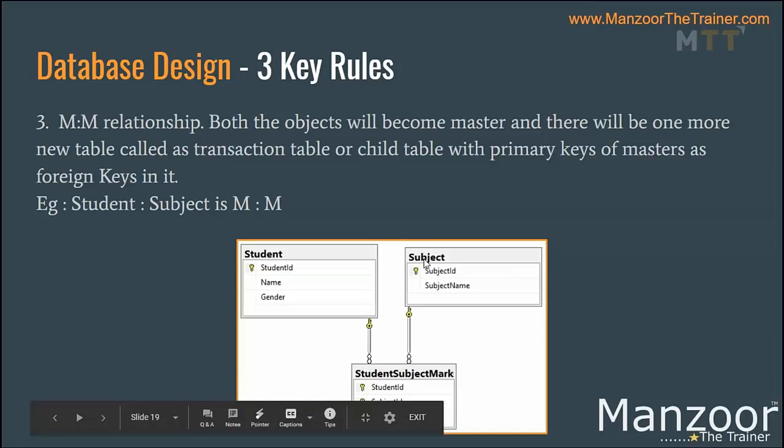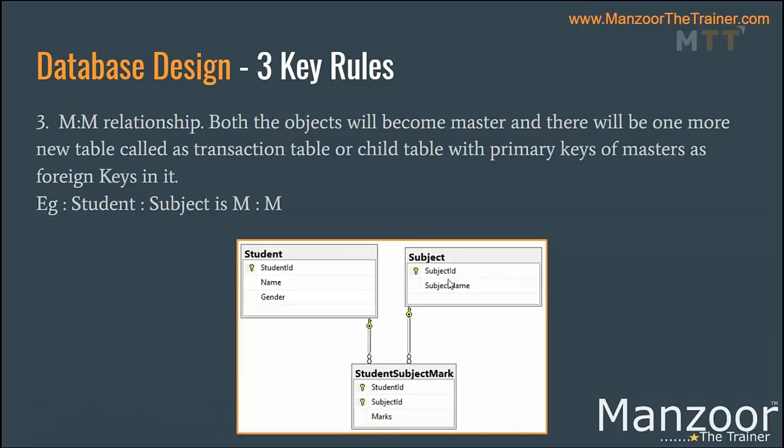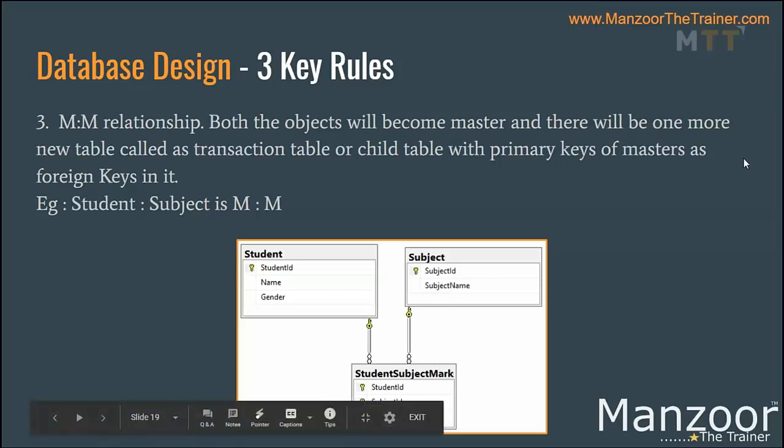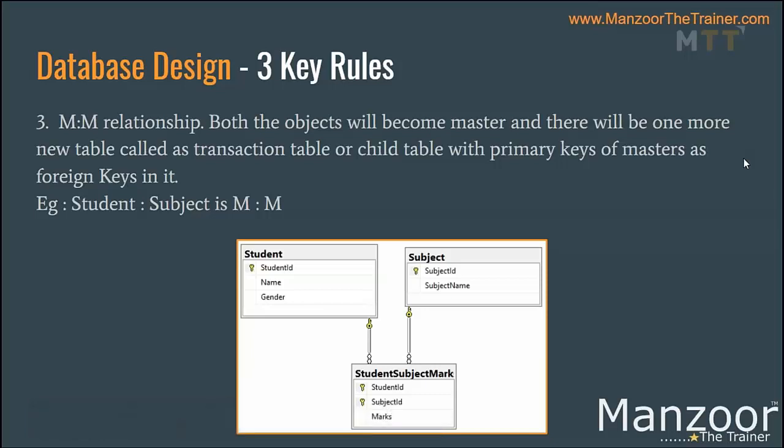Student table, subject table. We have two tables, student and subject, two objects, two tables. For a many to many relationship, I need to have one more transaction table or child table, where I will have student ID from the student table, subject ID from the subject table, and marks, date of exam, whatever you want to add. So whenever there is a many to many relationship, there will be a new table that you need to create, called a transaction table. And whenever there is a one to many relationship, you need not create any new table. In existing objects, you need to show the relationship. Is this clear? Everyone?